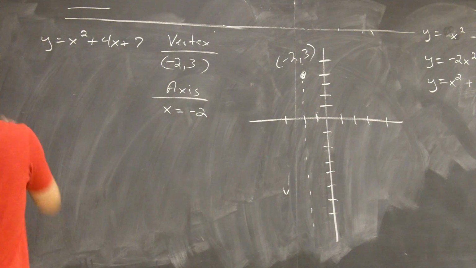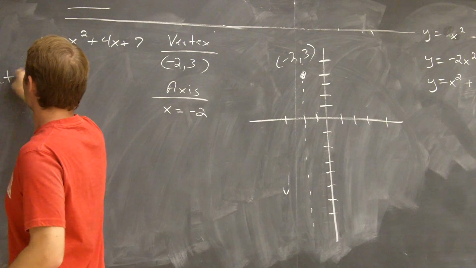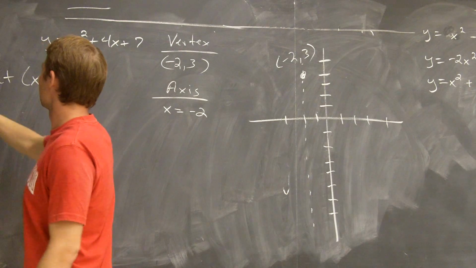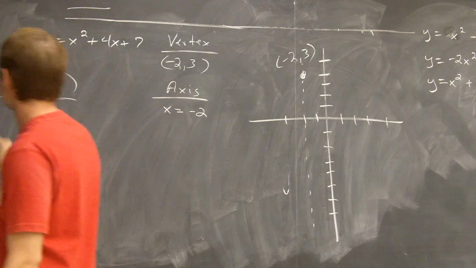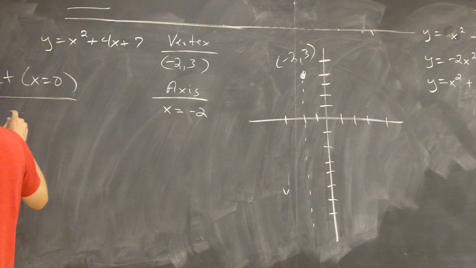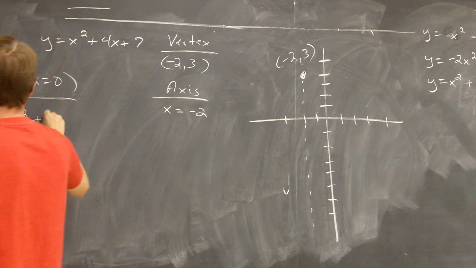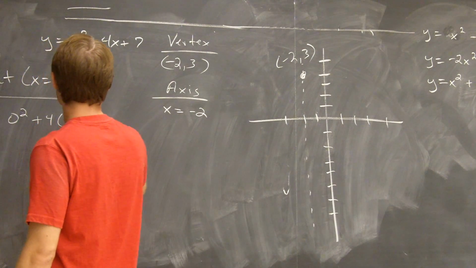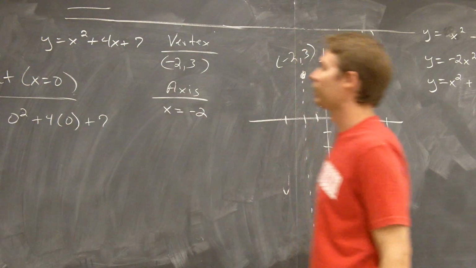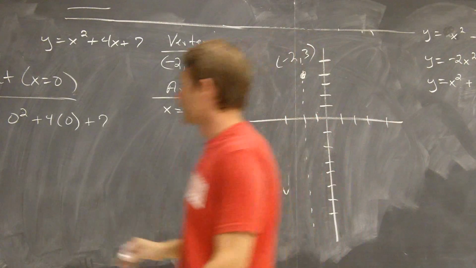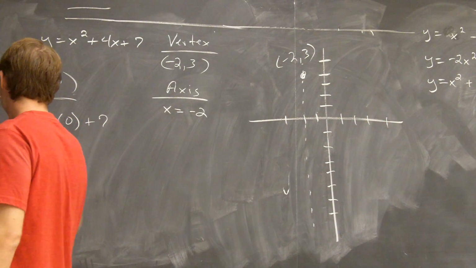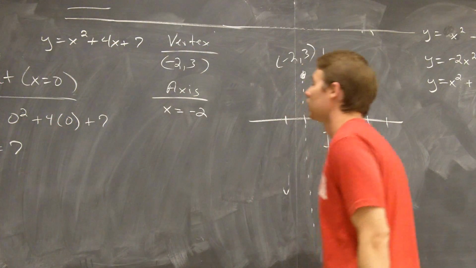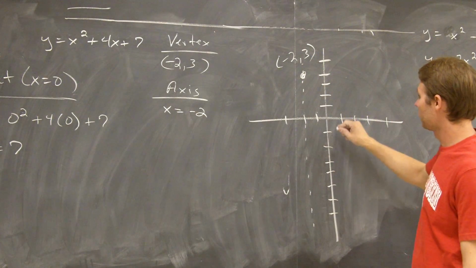So y-intercepts, there's always a y-intercept. We can find the y-intercept by setting x equal to 0 and solving for y. So we'll do y equals 0 squared plus 4 times 0 plus 7, and we'll end up getting an intercept at y equals 7. So we can go ahead and put that on here.